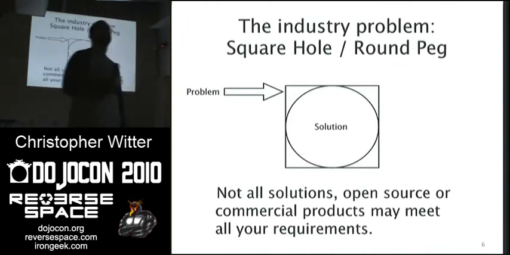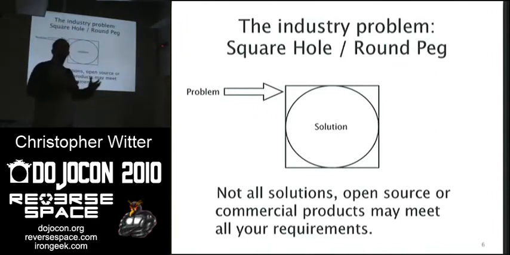So the problem is, we have the square hole. Every solution out there in the industry is round. So there's always a little piece that's missing where, okay, well, my requirements are 90 days of data retention. I need to be able to search those packets while I'm capturing packets. I want to be able to back that data up. A commercial solution might be able to do 2 of those. One of them might be able to only do 1. Some might be able to do all 3.